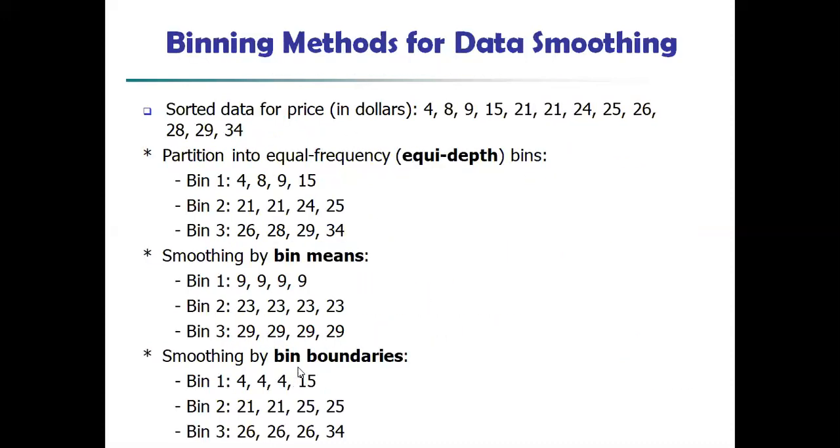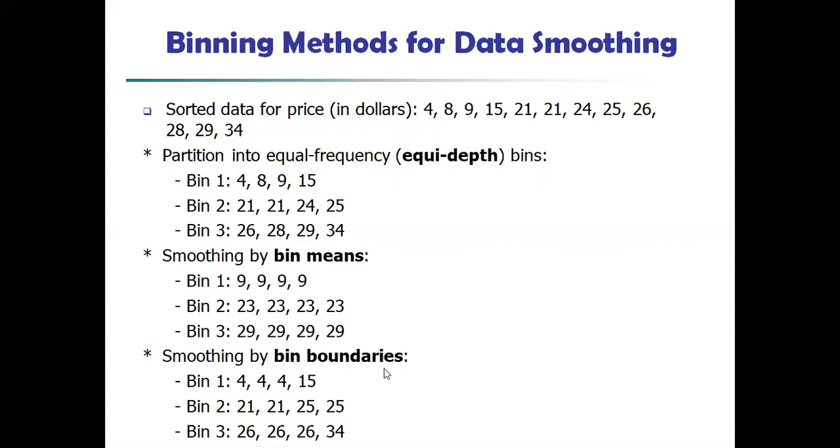Next one is smoothing by bin boundaries. If you see here, in this bin we should find out which is the smallest number and which is the greatest number. That will become the boundaries, a lower boundary and a higher boundary. So in this bin, 4 is the lowest number and 15 is the highest number, so we are making the boundary as 4 and 15. Similarly, 21 and 25. Similarly, 26 and 34.